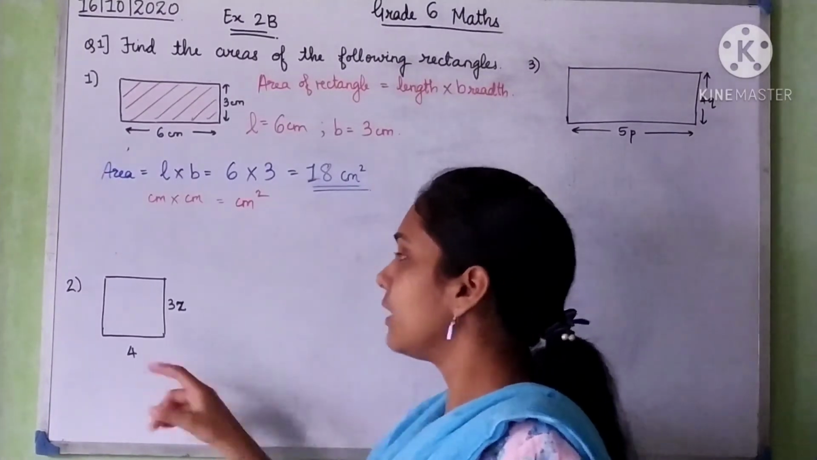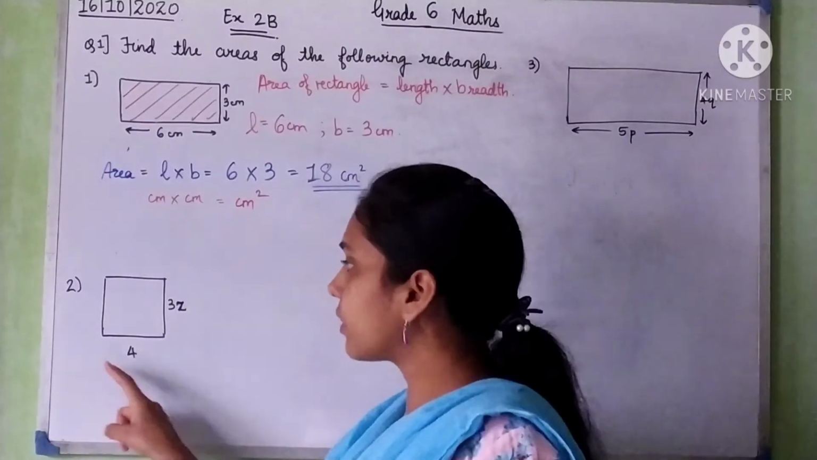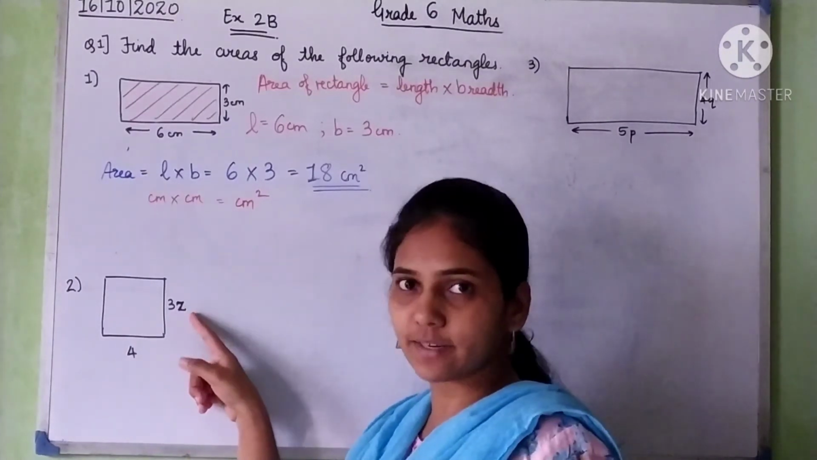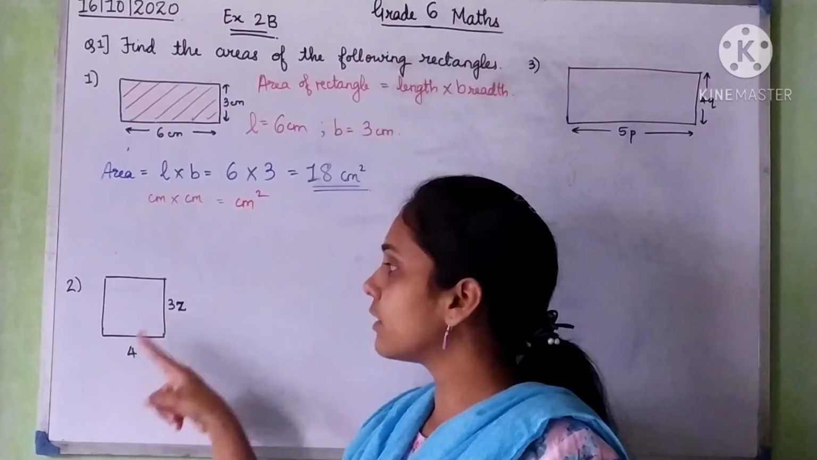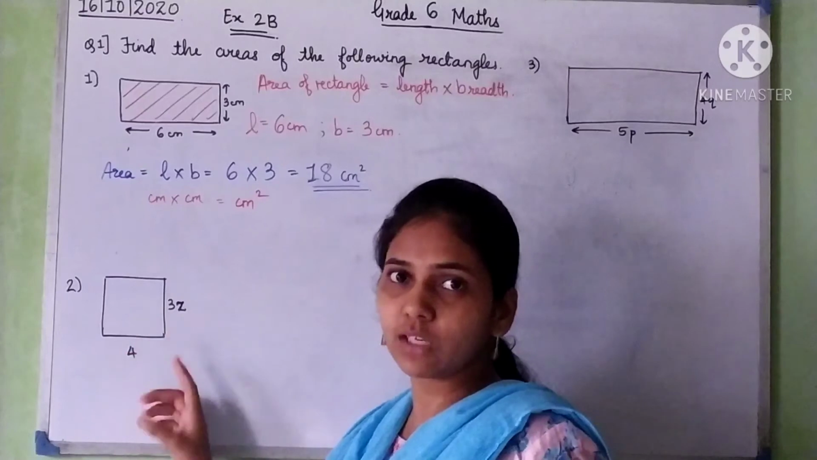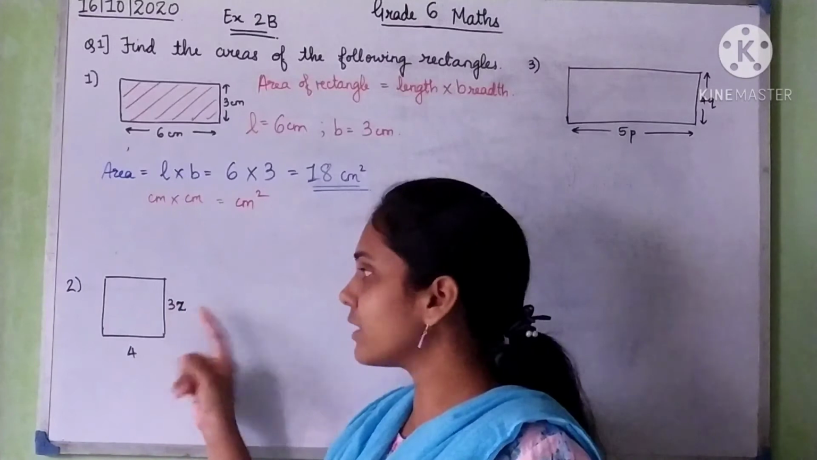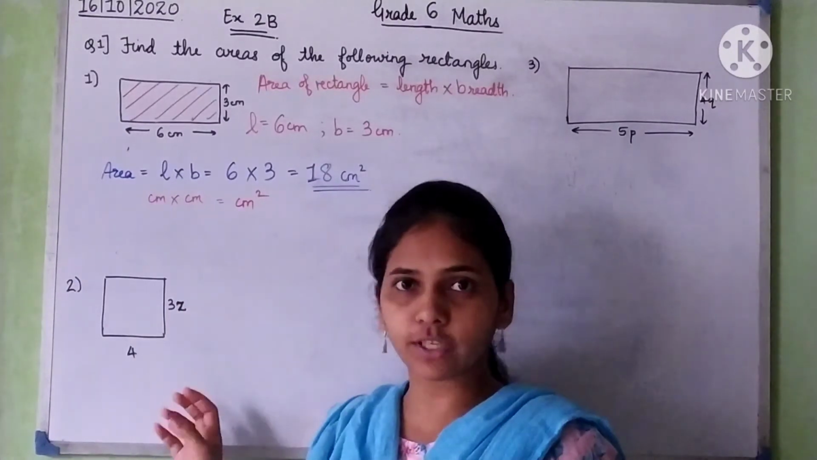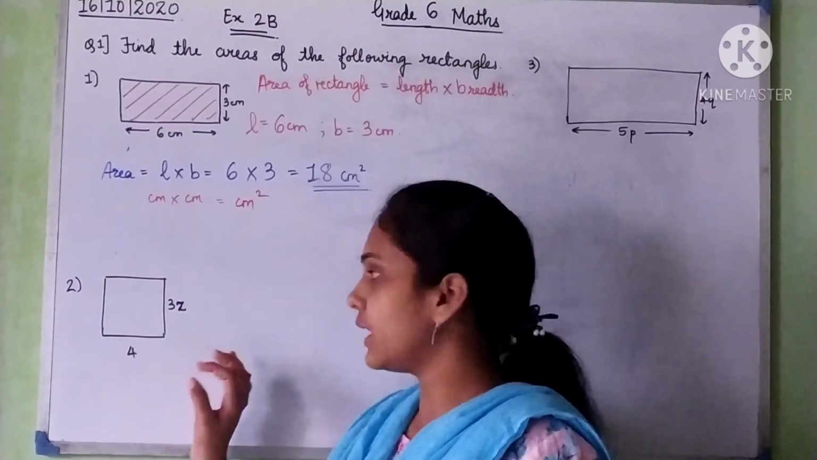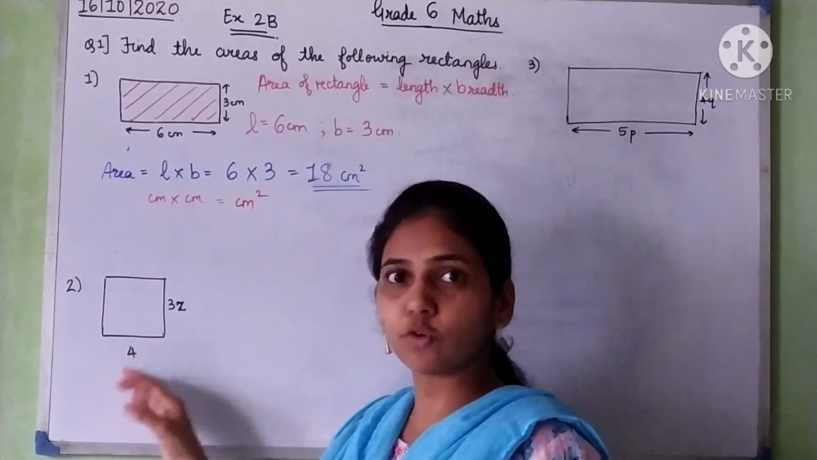Now for the second one, this looks like a square, but it is a rectangle. Why rectangle? Because this side is given to us as 4 and this side is given to us as 3z. So the length and the breadth are different. If both the sides had been the same, then it would have been a square. So this is not a square. The length is 4 and the breadth is 3z. Here the unit is not given to us, they have just given us the number.